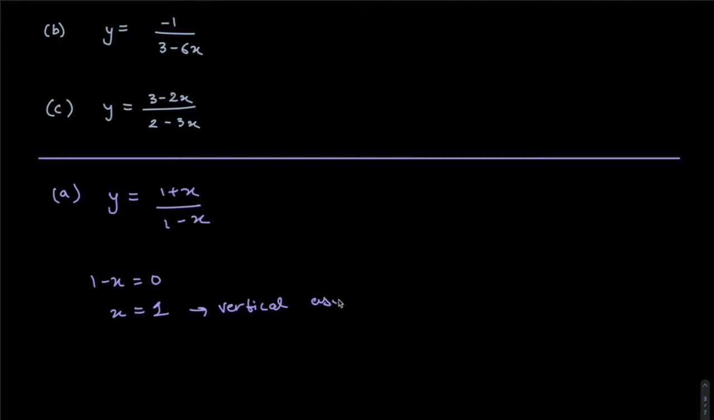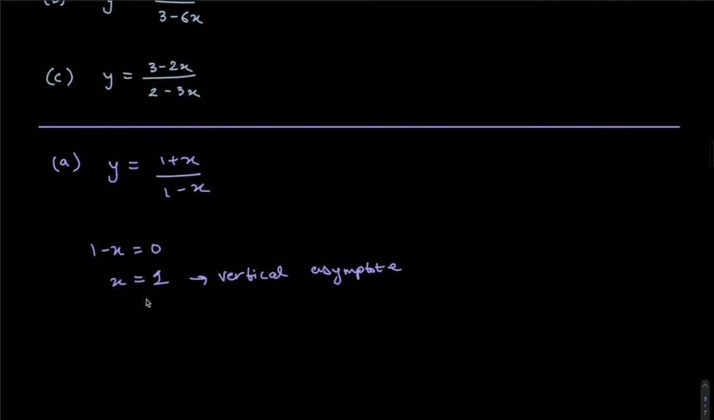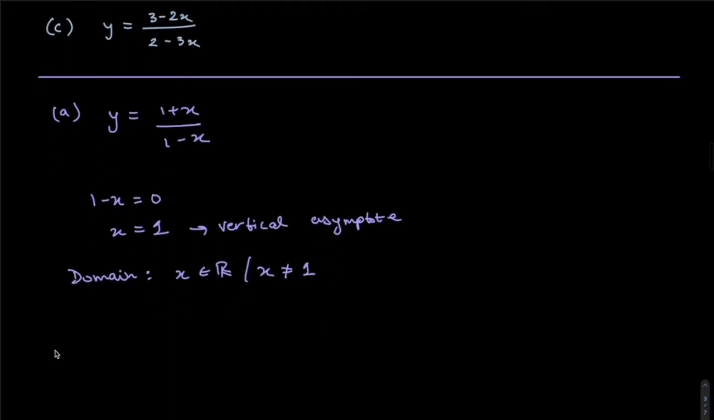Vertical asymptote. Again, like I said before, we can have more than one vertical asymptote and more than one horizontal asymptote. This is a fairly simple question. That's why we only have one vertical asymptote, right? And our domain thus becomes x belongs to all real numbers but x does not equal 1. You can't have 1 in your domain, right? Let's look at range now, right? This is part 1, this is part 2, right?